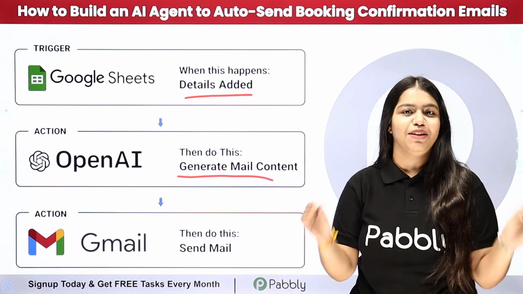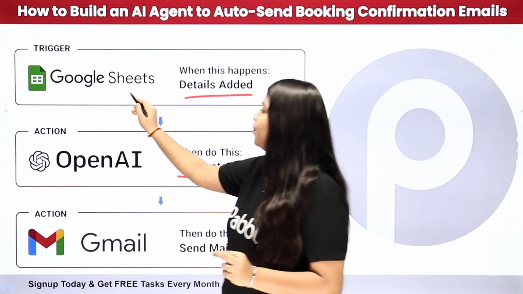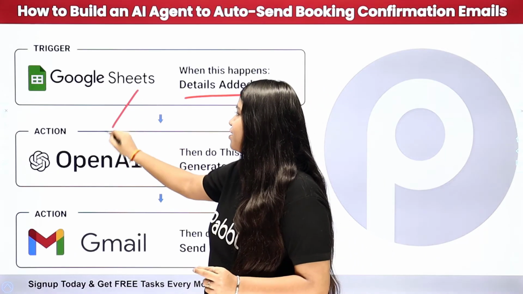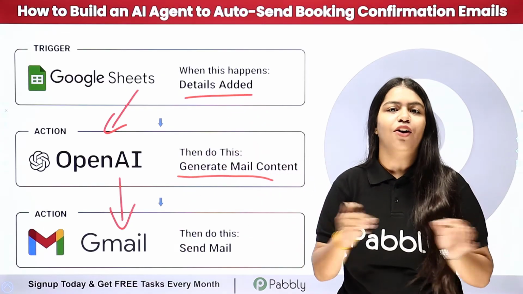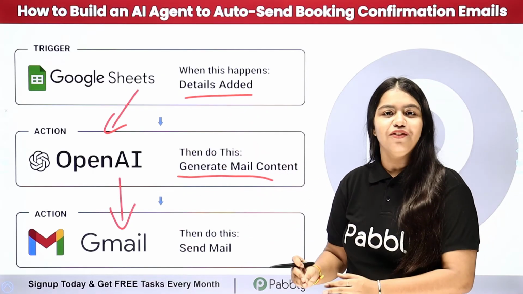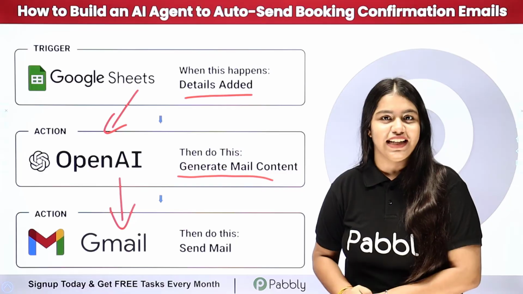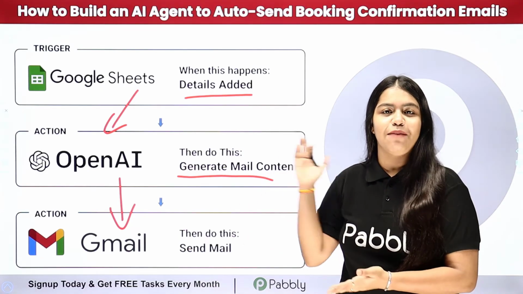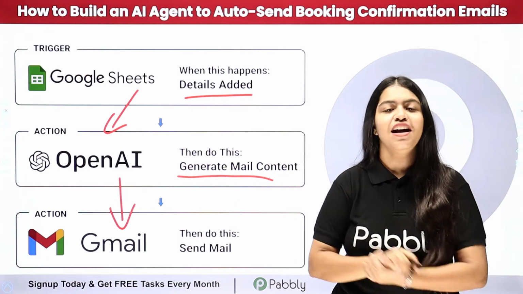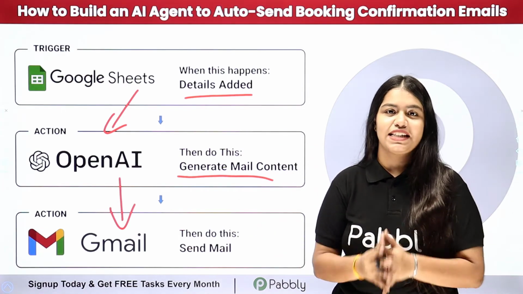So to do this, we are simply going to create a connection between Google Sheets, my AI agent, which is OpenAI, and then Gmail. And to create this connection without knowing any programming or coding language, we are going to use Pabbly Connect. It is an amazing automation software. So do you also want to create this amazing automation? Then for that, you have to come with me towards my screen.